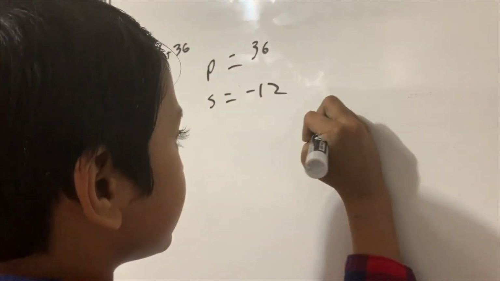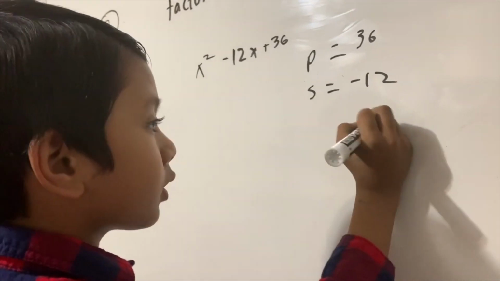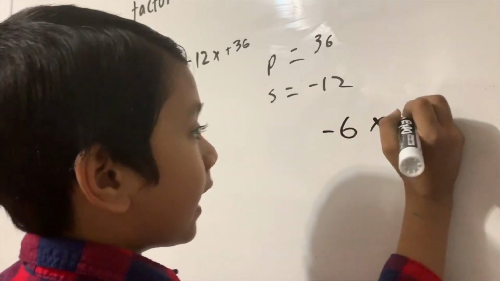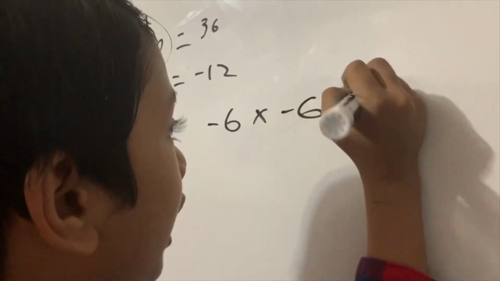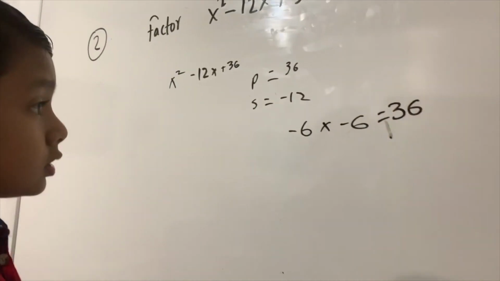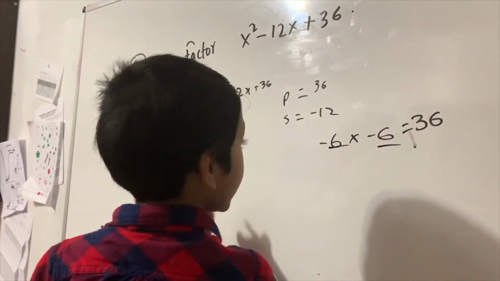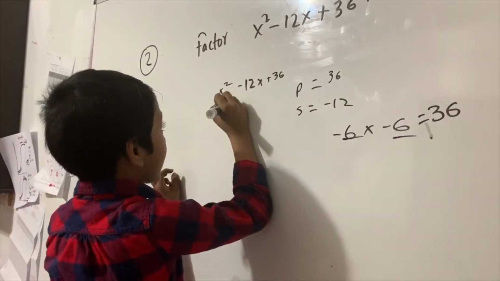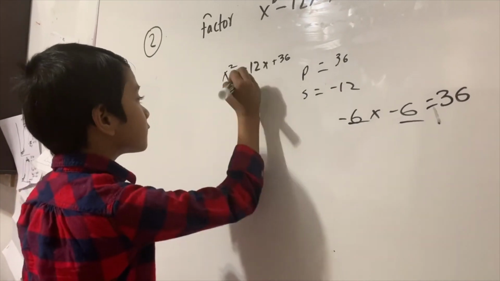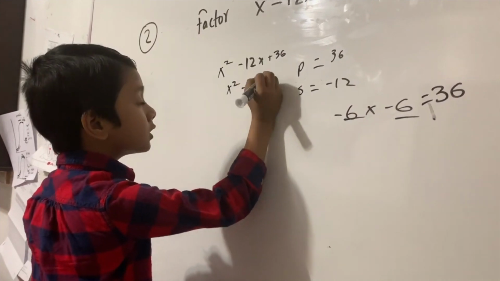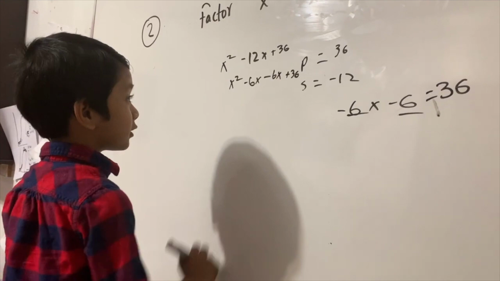Remember that a negative number multiplied an even number of times will result in a positive number. So this example right here is just what we need. Minus 6x and minus 6x make minus 12x, and they multiply to 36. So, yeah. Now we factor.